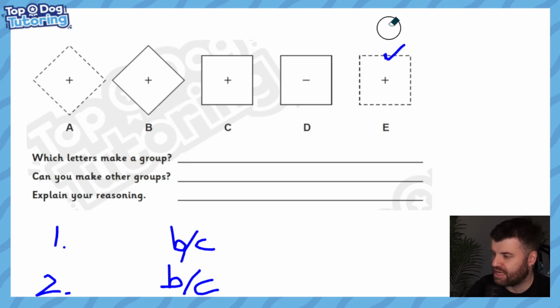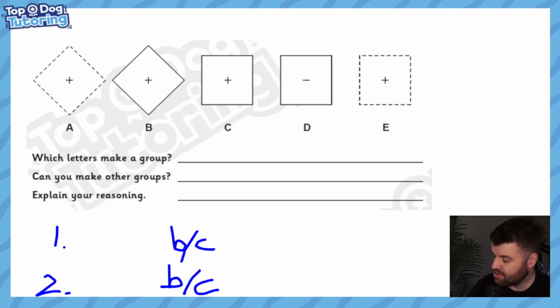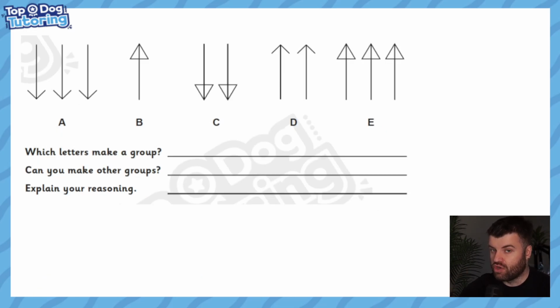Let's try one more. Shout at the screen right now if you can tell me why A and E are a group. Can you see it? Of course, it's to do with the dashed line. B, C, and D have a solid line. Many more different ways of making groups, but it's just about getting it into your mind, all of these different possibilities, because when it comes to solving tricky questions, this is what we need to think of. No help from me whatsoever.